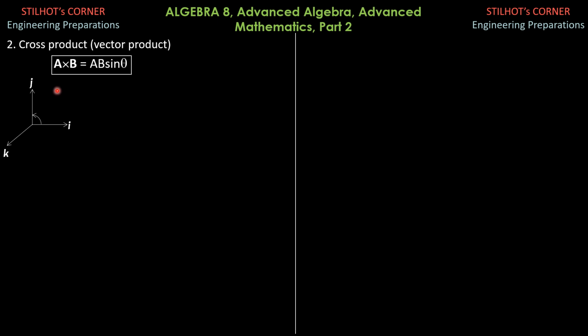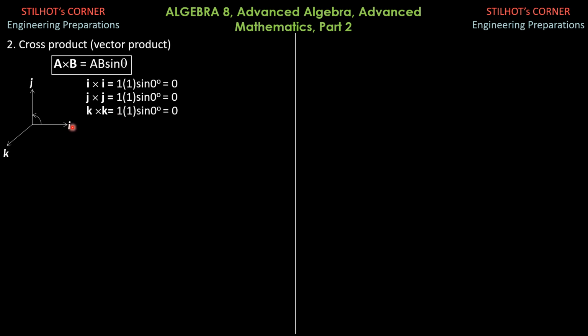So i cross j is 1 times 1 times sine of the angle between i and j, which is 90 degrees, and it is equal to 1. And because your right thumb is pointing in the k direction, it is equal to k. While i cross i is equal to 1 times 1 times sine of the angle between i and i, which is 0, so it is 0. j cross j is also 0. k cross k is also 0.